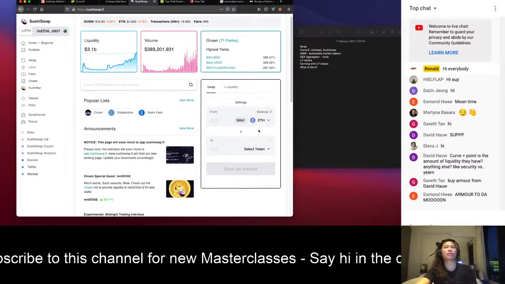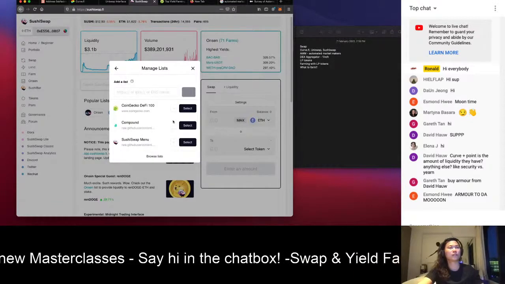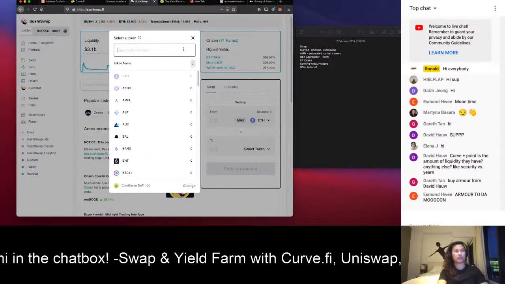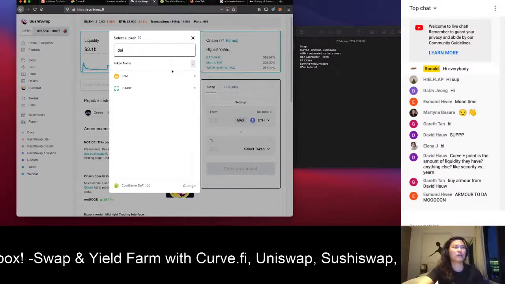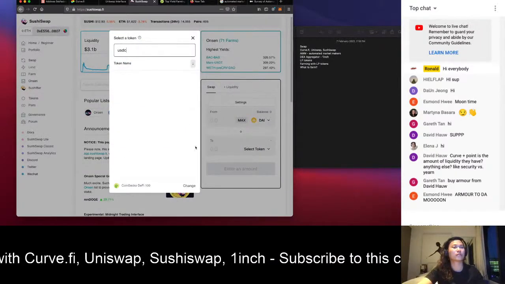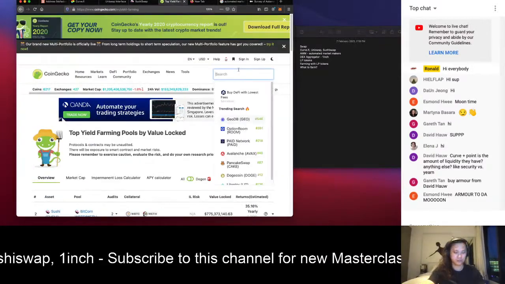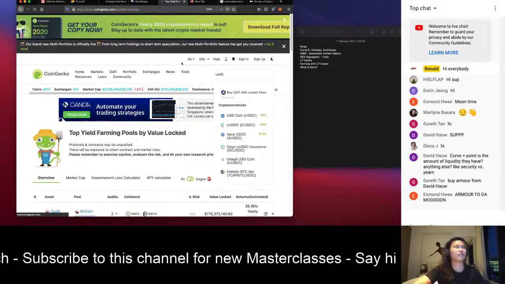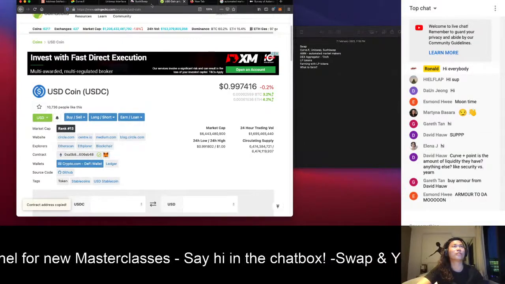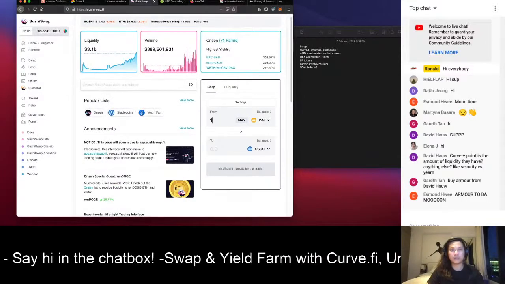And SushiSwap is also the same idea. It looks very similar to Uniswap. So let's just select this one. What were we swapping just now? DAI and USDC. Okay, never mind. Come here, look for USDC. Can't believe they don't have USDC. And then copy the contract. Where's my USDC? Ta-da! Okay, and 1 million.